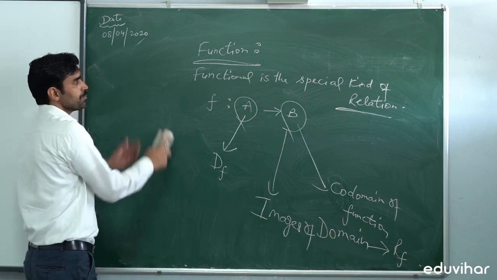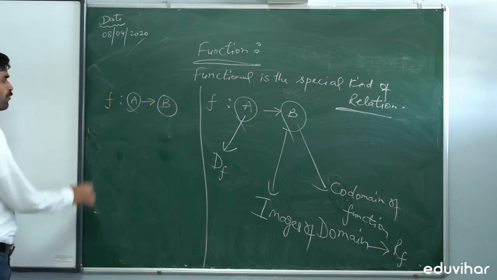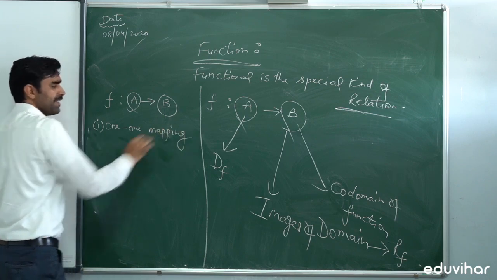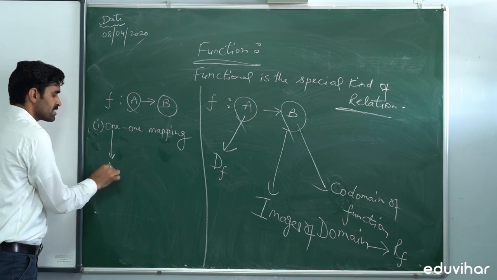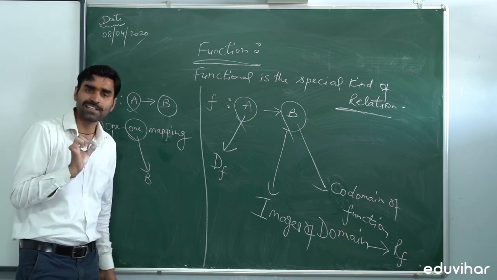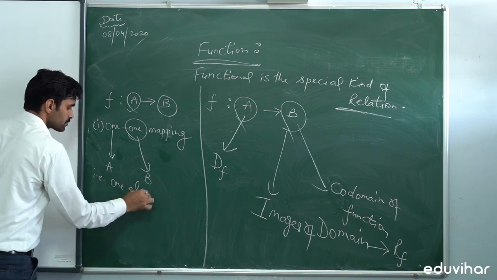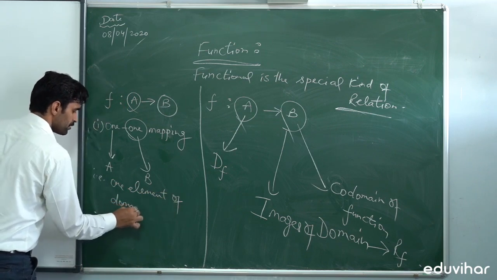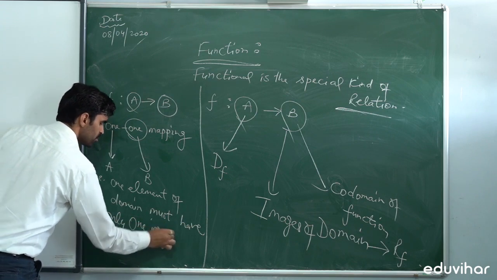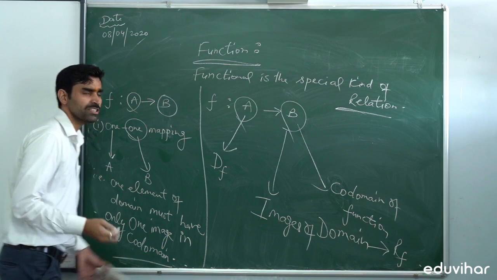For the function to exist between two sets A and B, first of all, we must have one mapping, that is, one element of set A must be mapped to one and only one element in set B. One element of the domain must have only one image in the codomain, that is, one element cannot have more than one image.